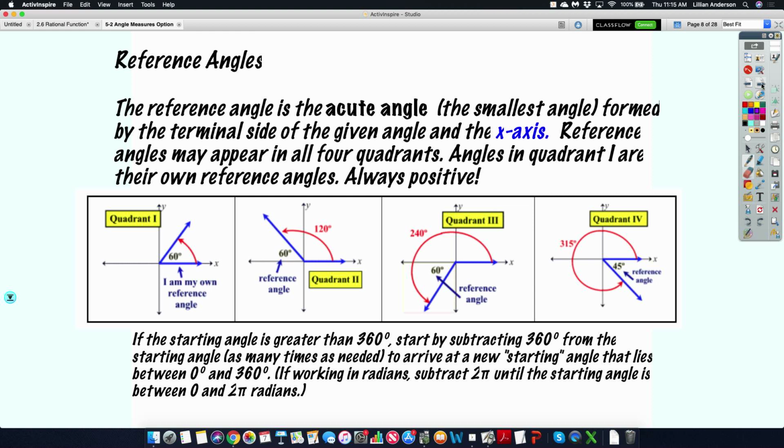There are such things called reference angles. Okay? A reference angle is an acute angle formed by the terminal side of a given angle and the x-axis. Okay? You can have a reference angle in all four quadrants.